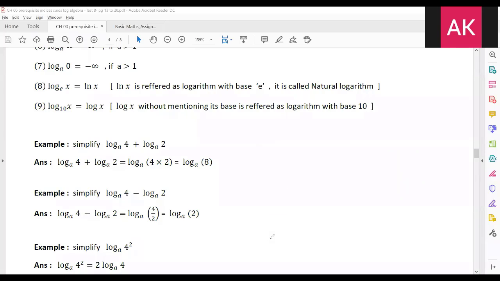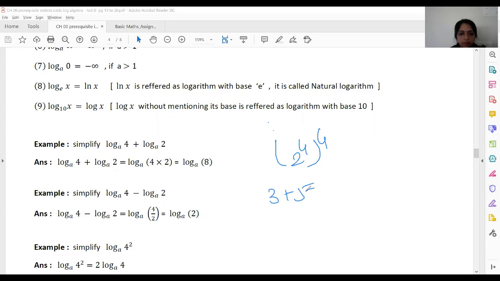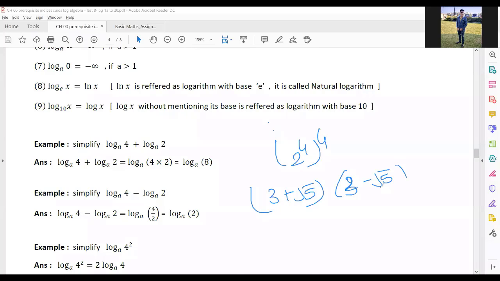Now, 2 raised to 4 raised to 4. 2 raised to 2 is 16. 2 raised to 16 is 256. Okay. 3 plus root 5 into 3 minus root 5. 3 plus root 5, 3 minus root 5.